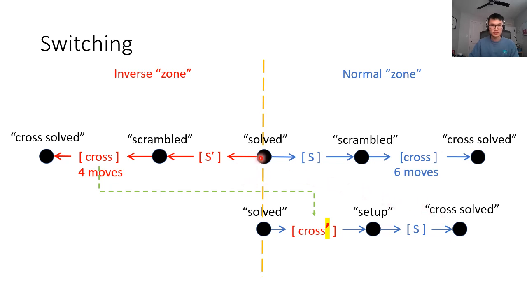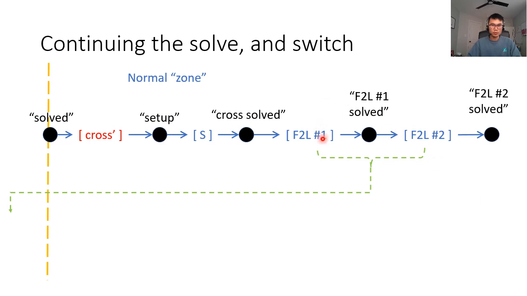So how to do that? You need to start with the solved cube again, and you apply the inverse of the cross that you've done in the inverse zone. And that gets your cube to a state that I like to call the setup state. And then you apply the normal scramble. And if you've done all the moves correctly, your cube should have its cross solved. And from there, you proceed with your next step of the solution, which is figuring out F2L pair number 1.